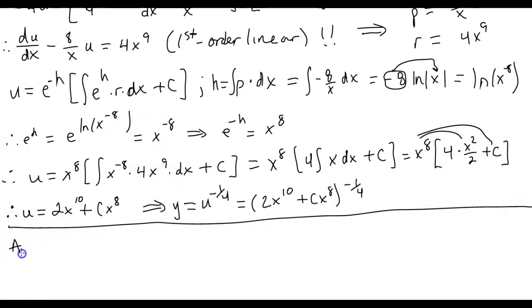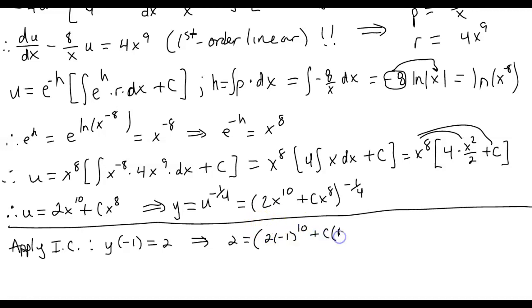So we'll come here, we'll apply the initial condition, and that was that y of -1 is equal to 2. And of course, that means whenever we let x equals -1, let y be 2. So here, y, I'm going to say that's 2, equals, and then all this business here, 2 times -1 raised to the 10 plus c times -1 raised to the 8, all that raised to the -1/4.